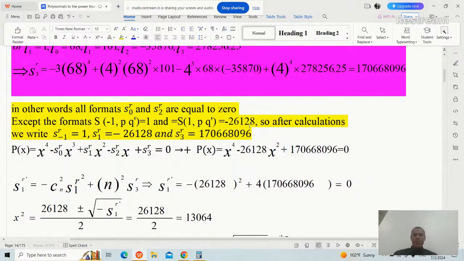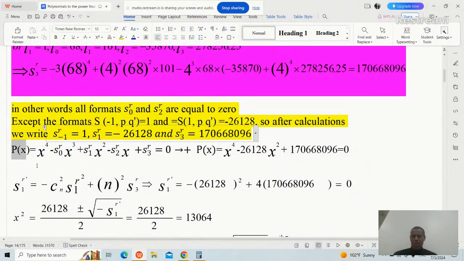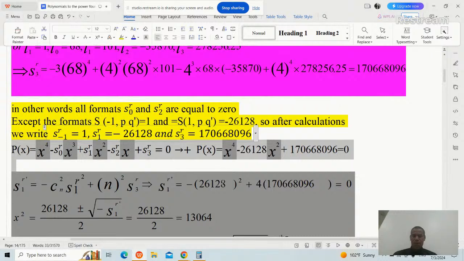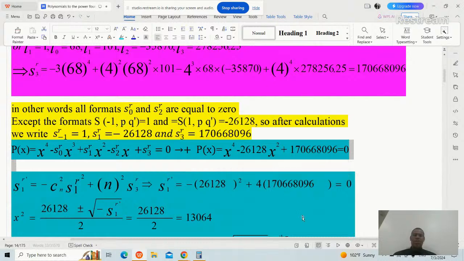Except S minus 1 of order R, S1 of order R and S3. After calculation, we can write S minus 1 is 1, S1 is negative 26,128, and S3 of order R is equal to 170 million 668,096. Therefore, this is my new polynomial that I worked with.